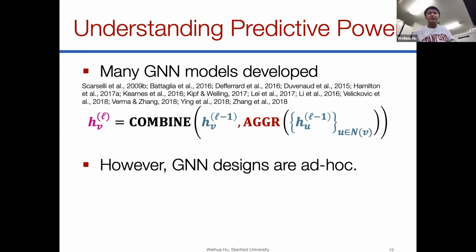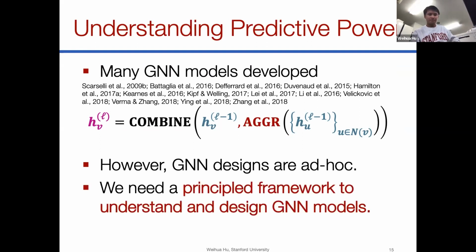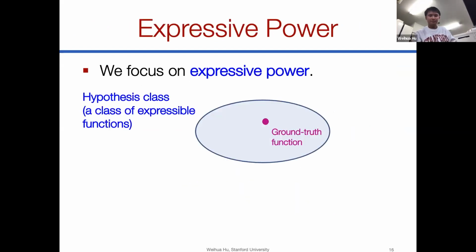However, as I just said, this GNN design has been ad hoc, meaning that the design of this aggregation and combine function has been basically based on empirical trial and error, and there are no principles in designing different GNN aggregation models. Therefore, we need a principled framework to understand and design GNN models. Specifically here, we're going to focus on understanding the expressive power of GNNs.